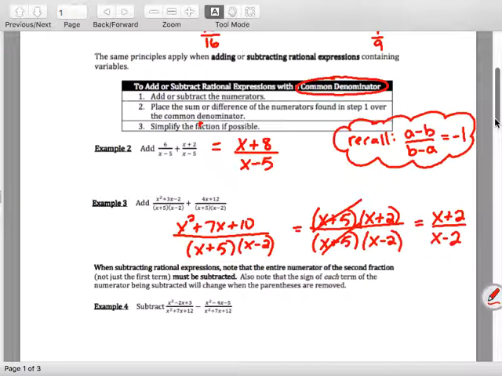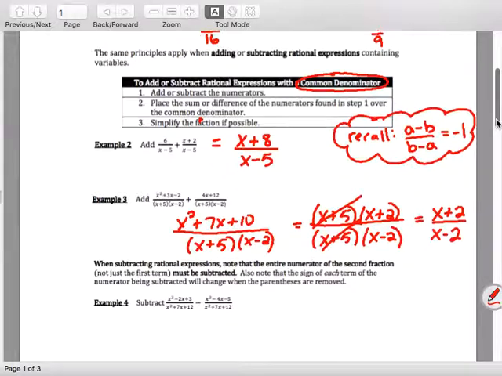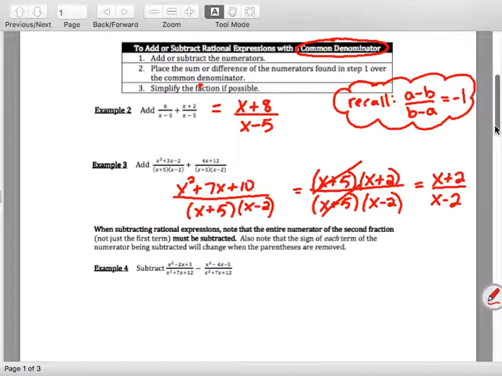So let me ask you this. X plus 2 over x minus 2, does that cancel to -1? No, it's not A minus B over B minus A. That one doesn't cancel. All right. When subtracting rational expressions, note, and I want you guys to put an underline here, note that the entire numerator of the second fraction must be subtracted. Please underline this. This is super, super important.